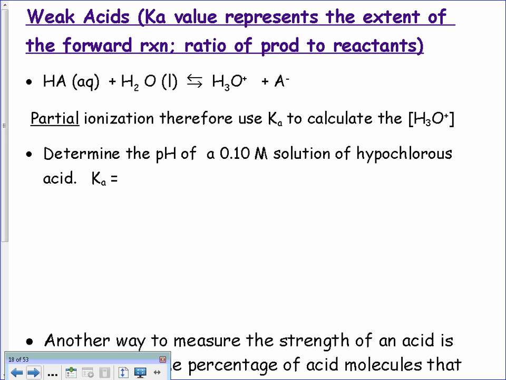Give me a number. 10 to the negative 10. So 1 times 10 to the negative 10. It might even be smaller than that. Sometimes they are incredibly small because it makes such a minor amount of product. So if that K value is that small, it's going to indicate which side is definitely favored.